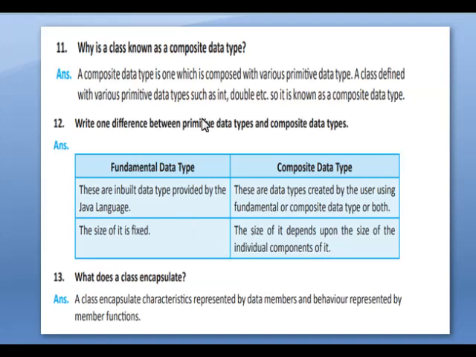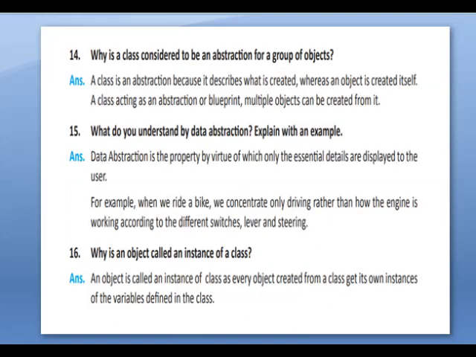Then write the difference between primitive data type and composite data type. What does a class encapsulate? A class encapsulates characteristics represented by data members and behavior represented by member functions. Now, next question: why is a class considered to be an abstraction for a group of objects? A class is an abstraction because it describes what is created once an object is created. A class acts as an abstraction or blueprint, and multiple objects can be created from it.